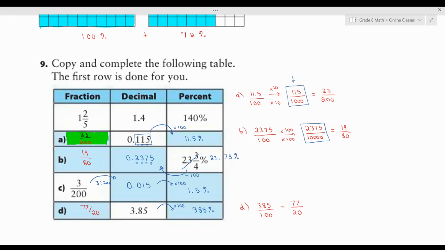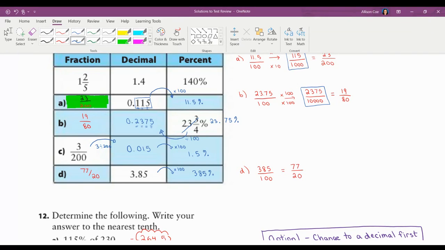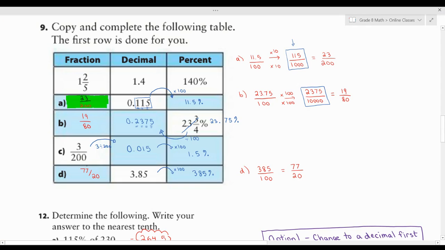And then one piece to add here with question 9D, because that is written as an improper fraction, right? So the bigger number is on top, smaller is on the bottom. You could also write it as a mixed number. So we could say that 20 goes into 77 3 times, and then we would be left with 17/20. And I think that's the form they actually have in their solution for the textbook.